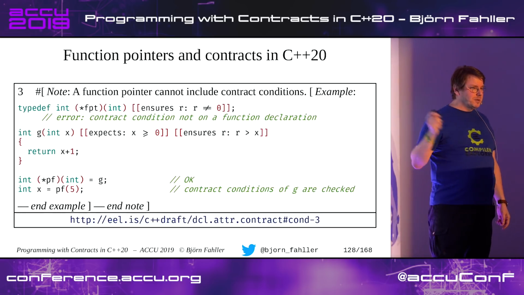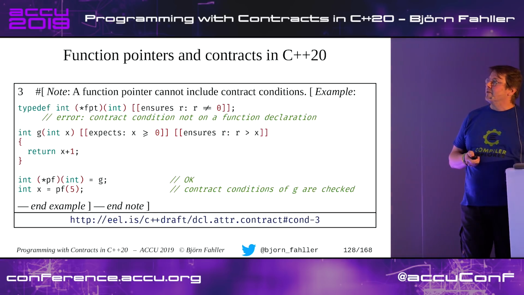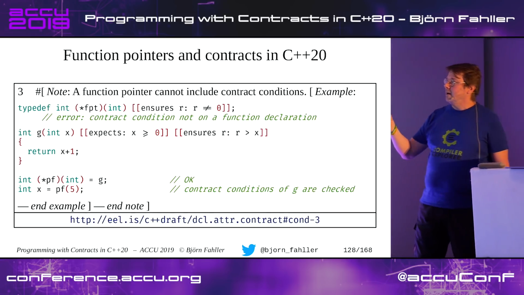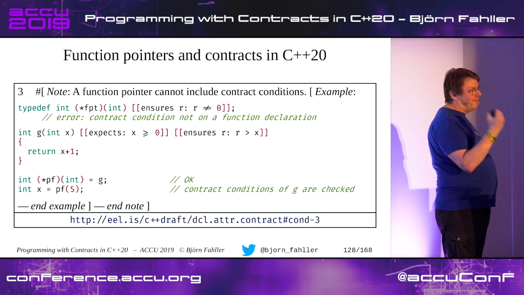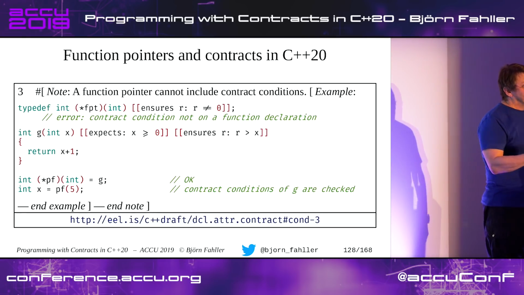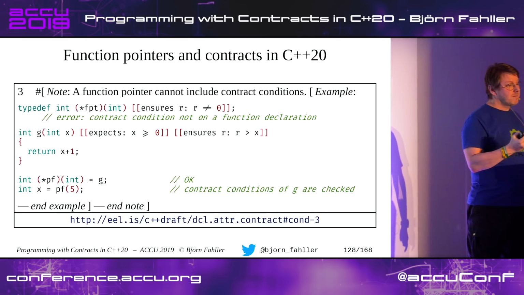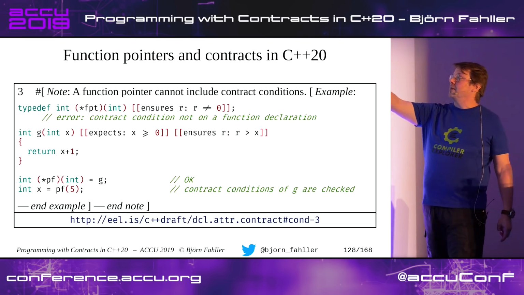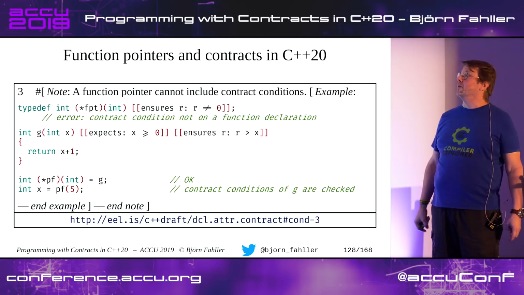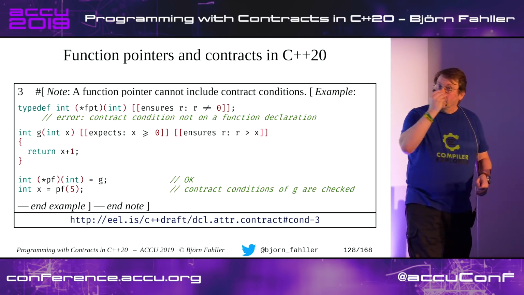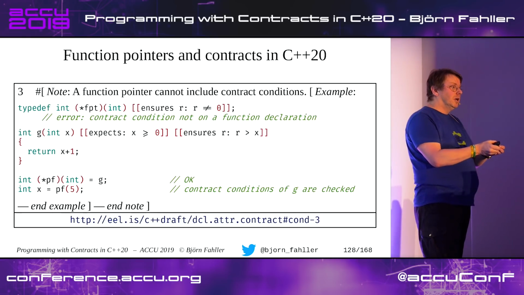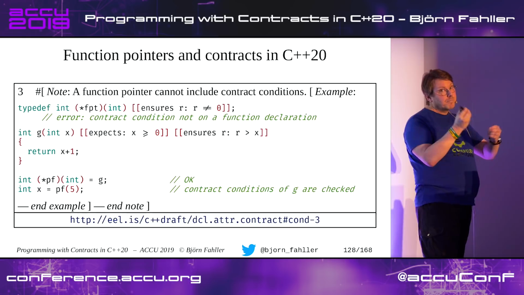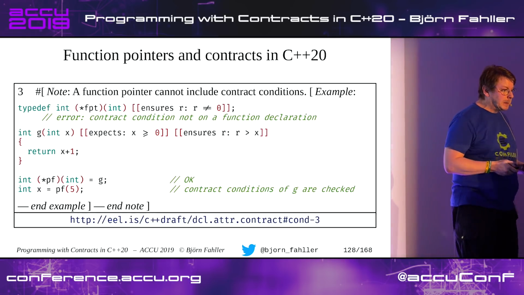This is, I think, the most interesting clause about contracts at all, because this says everything about how it works. A function pointer cannot include contract conditions. So this example at the top does not compile. It's illegal. We cannot have that. So, observation, we cannot impose contractual obligations on a callback. This is an interesting one.